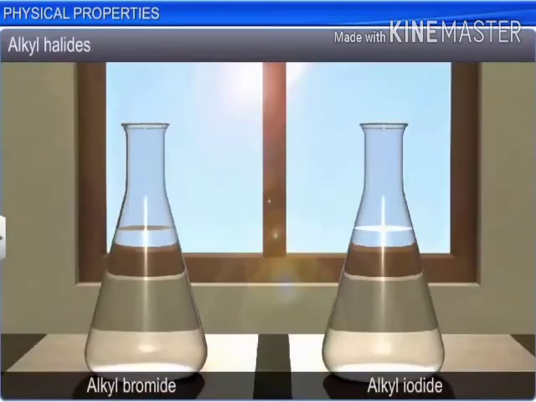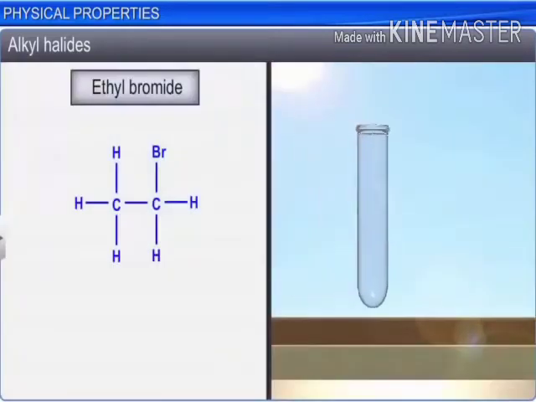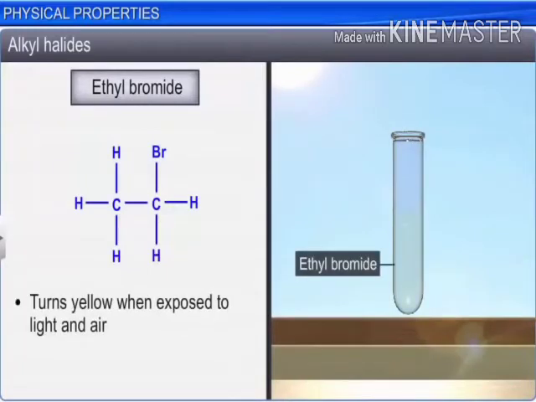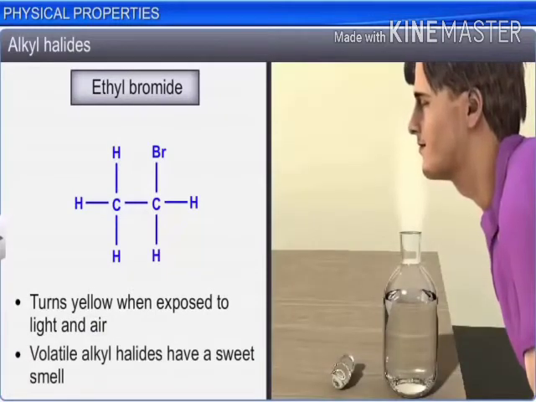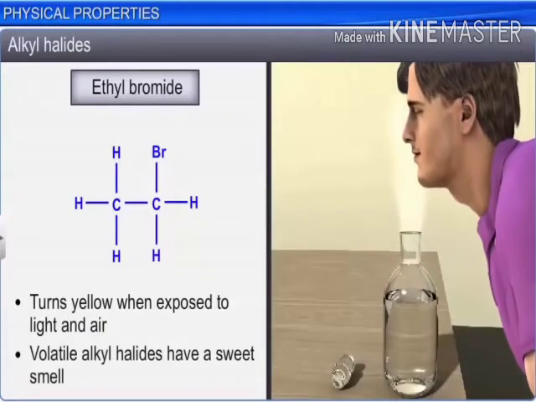The alkyl bromides and alkyl iodides may develop a color when exposed to light. For example, ethyl bromide turns yellow when exposed to light and air. Many volatile alkyl halides have a sweet smell, but this may not be noticeable unless the concentration is relatively high.